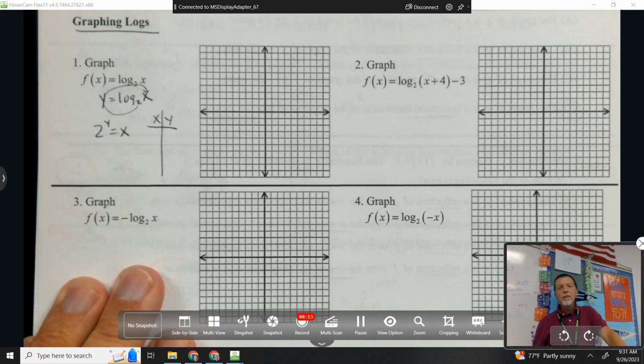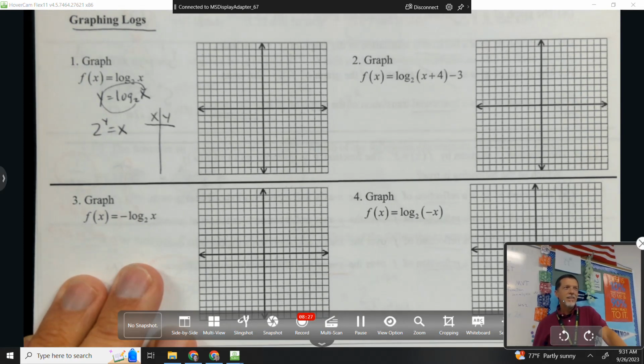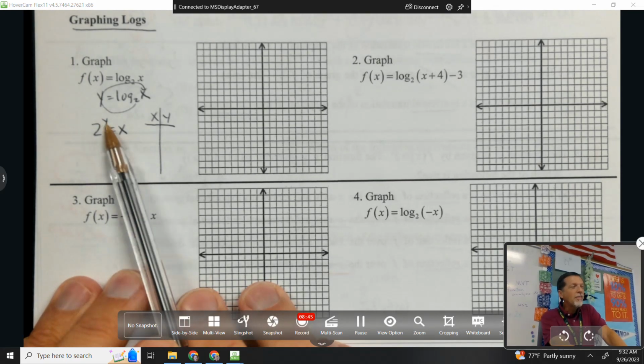Which values do I want to plug in? Do I want to pick x values or do I want to pick y values? Which would be easier to do? Which would be easier to evaluate? Well, okay, in some sense it doesn't matter, but usually I think it's going to be easier to plug in y values for this one.